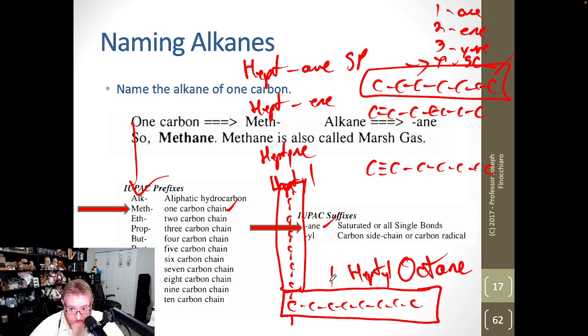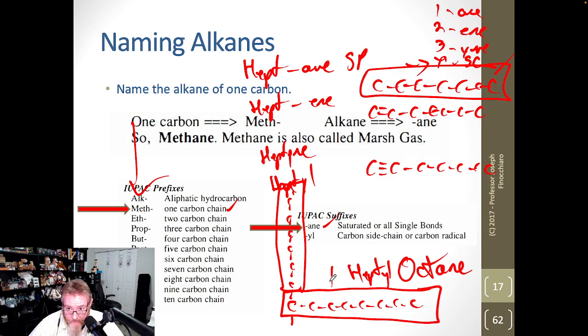This is how you practice it. Get with a friend. Take a note card. Take a bunch of note cards. Write 1 through 10. Have them drop down 2 or 3 cards. Then put the ane, and then have a bunch of YLs. The largest number gets the ane, the ene, the ine, whichever one with the biggest bond. And then the side chains, all the smaller numbers, get the side chains. And now draw that out.